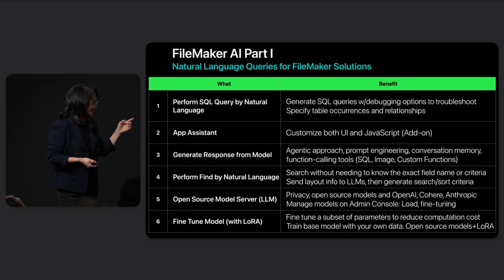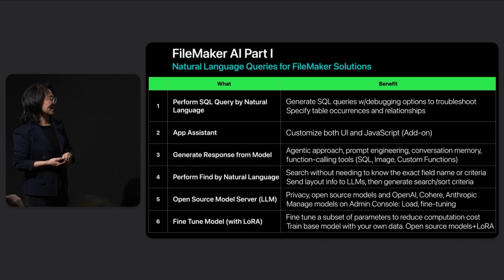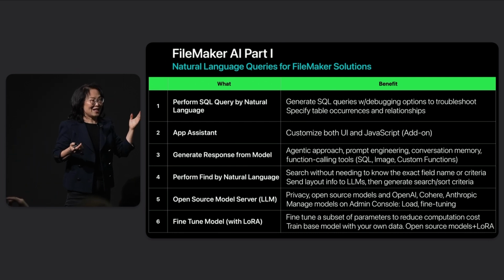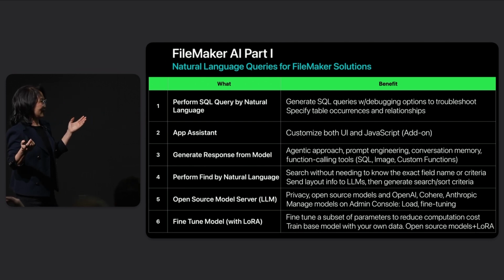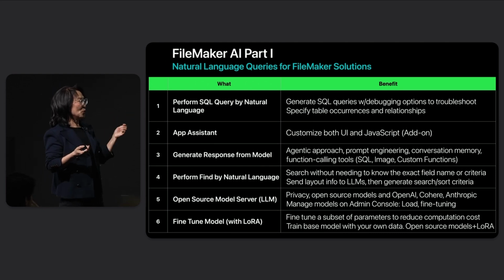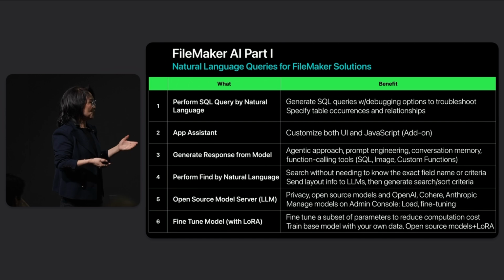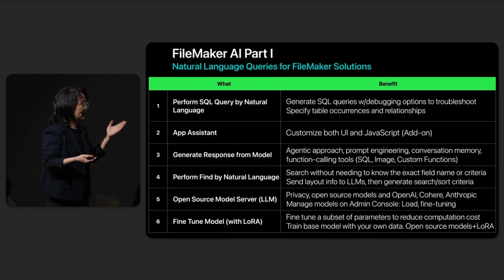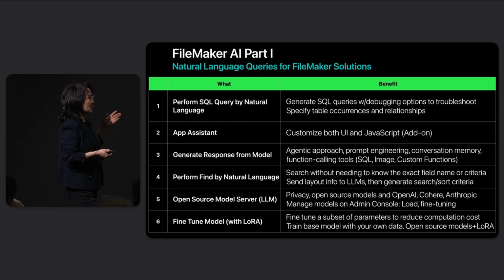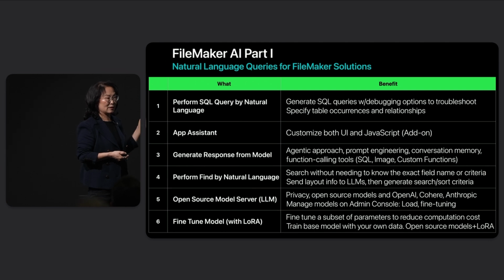Next is the open source model server. We support open source models, OpenAI, Cohere, and Anthropic. This script step manages the models on the admin console, so you can load a sentence transformer or fine-tune an open source model. The biggest advantage is privacy. You do not need to send any of your business secrets to third-party website LLMs.